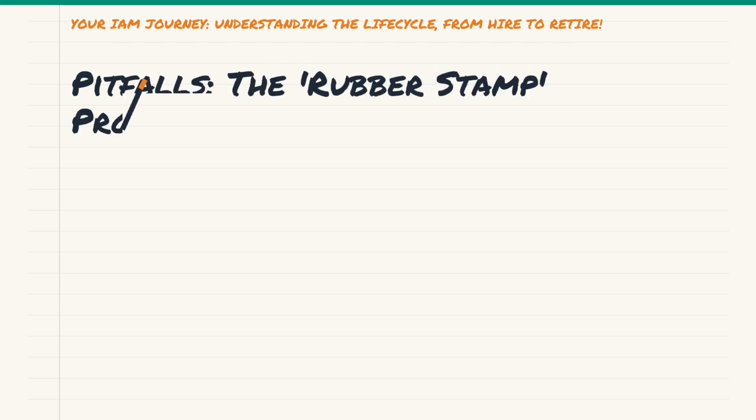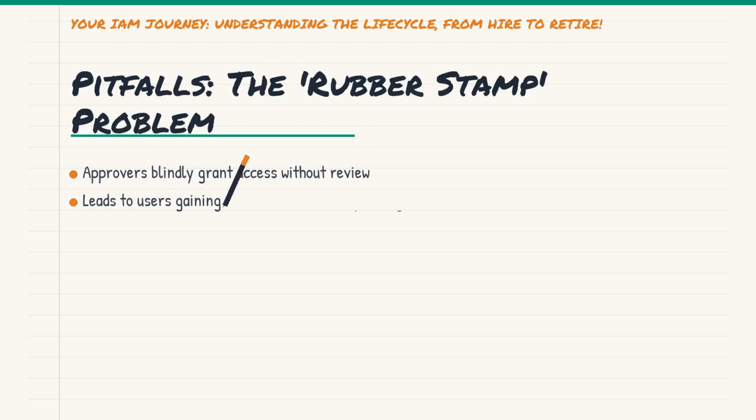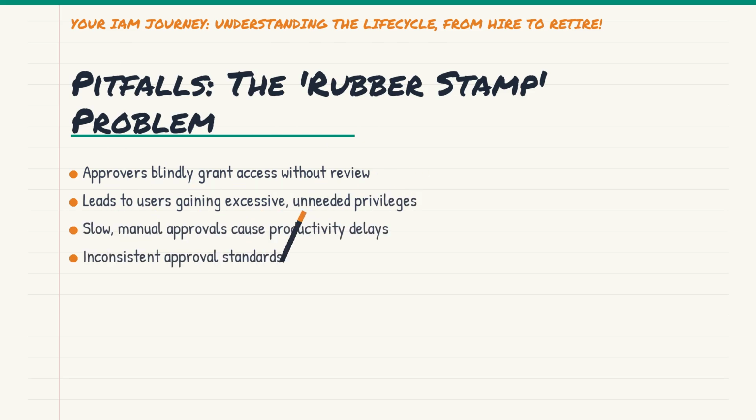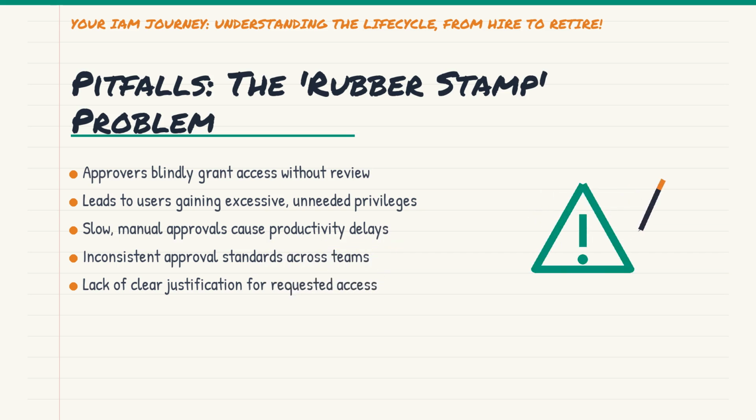What can go wrong in this stage? A common pitfall is the rubber stamp approval. This happens when approvers, overwhelmed with requests or just not paying close enough attention, simply approve everything without truly understanding the need. We often see this in large organizations where managers might have hundreds of reports. This can quickly lead to users accumulating more access than they actually need, which is a big security risk. Another issue is a slow, manual approval process, causing delays for new hires or transferred employees, making them unproductive. We want careful but efficient approvals.